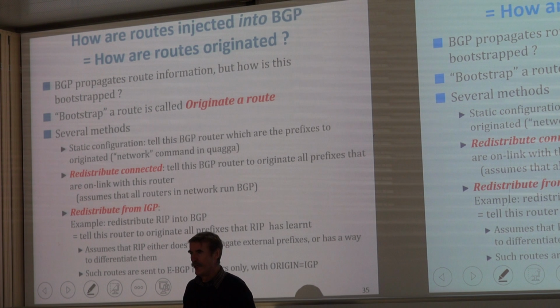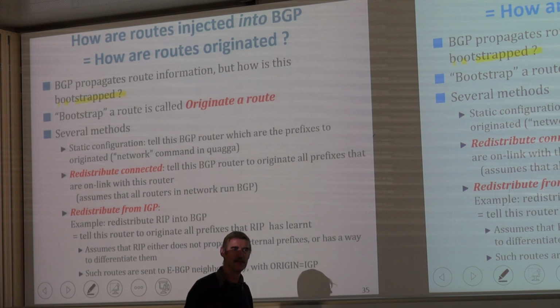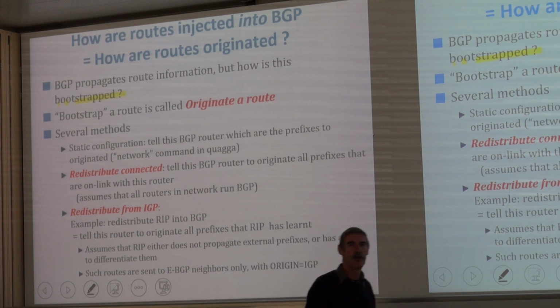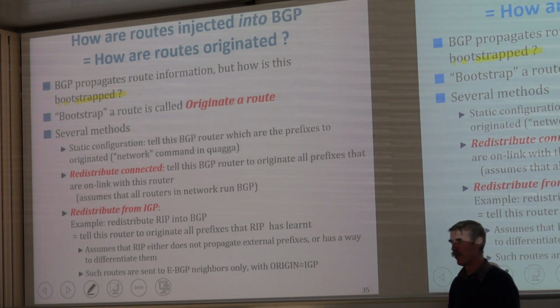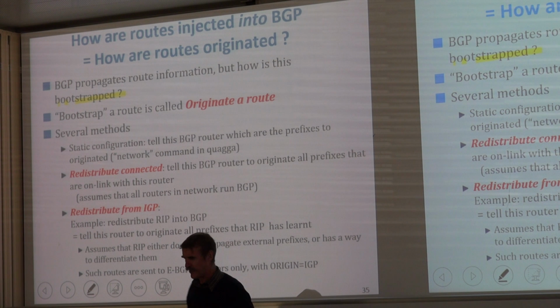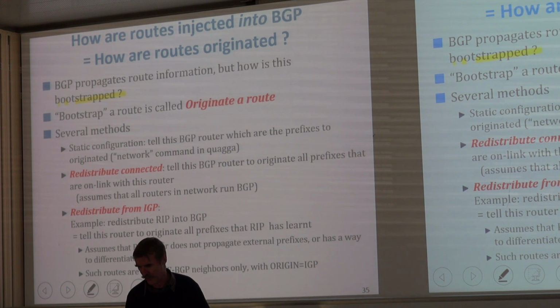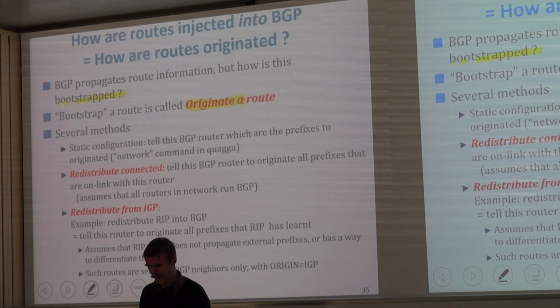Well, first, we need somehow to do something. We need to bootstrap the routes into BGP, because BGP learned routes. What we have seen is a way of repeating routes that we have learned. So somewhere we have to start this process. Starting this process is called originating. A lot of the difficulty in BGP is the terminology. So we'll try to keep a clean terminology here.